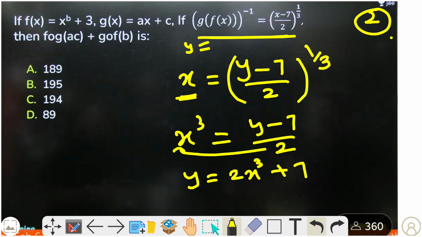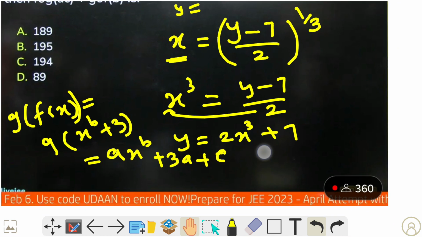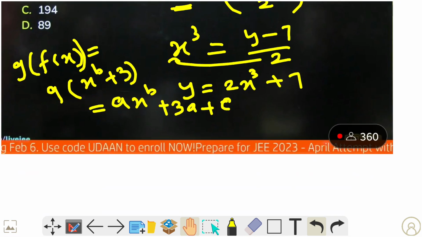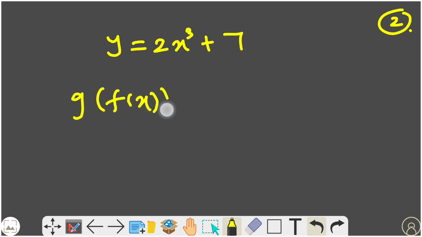Okay, so now we need to find g of f of x. So g of f of x is equal to g of, what is f of x, x power b plus 3. So g of x power b plus 3, which you have to put here, so a x power b plus 3a plus c. Okay, so this is the second one, so I will write here. So y equal to 2x cube plus 7. Another one, g of f of x, which is equal to a x power b plus 3a plus c.